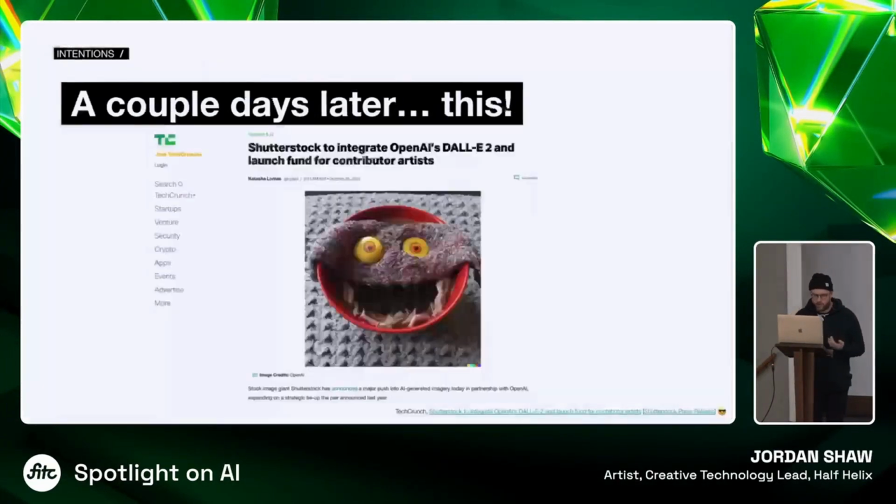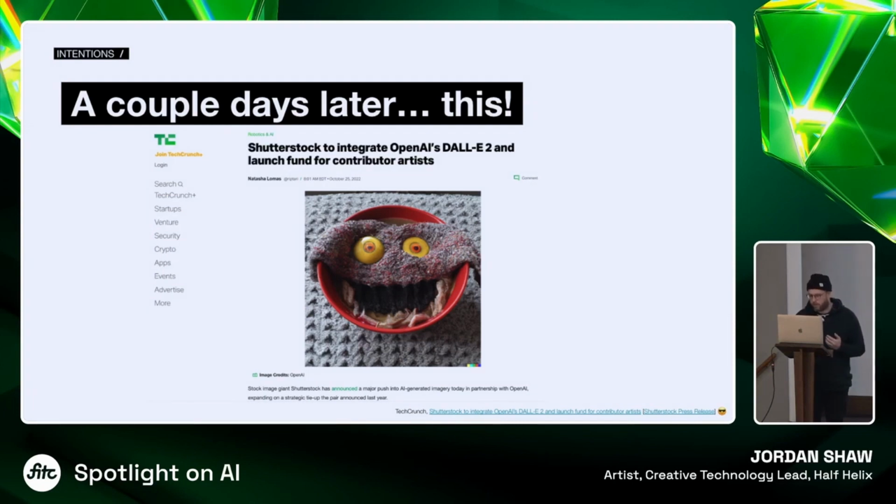Then, no kidding, 2 days later, I saw that Shutterstock directly integrated with OpenAI. So it was pretty funny because there was a little bit of, oh, I was on point with the concept and idea. However, a little bit late to the game maybe.